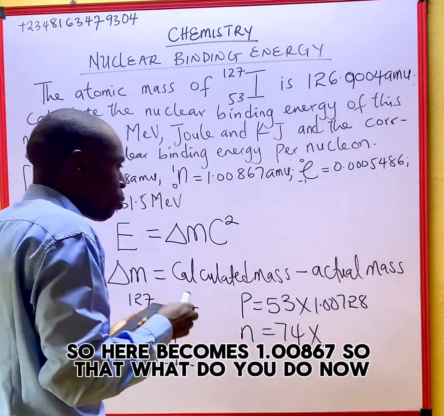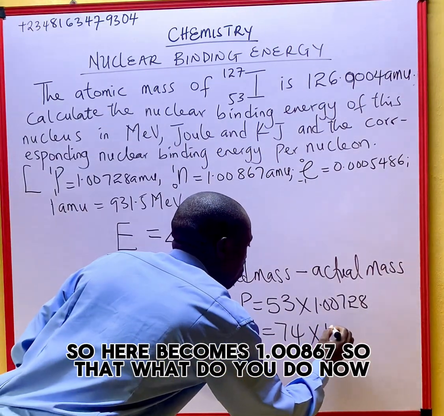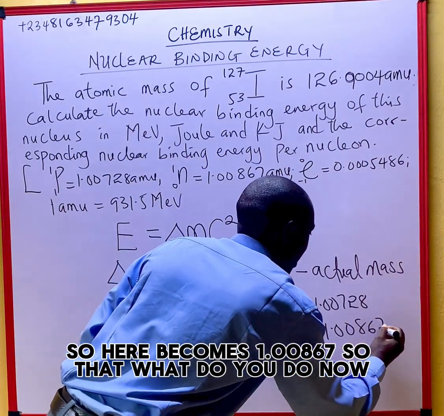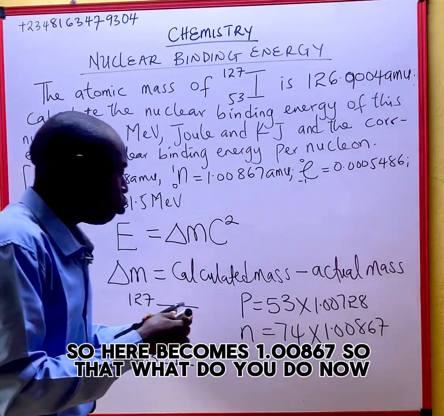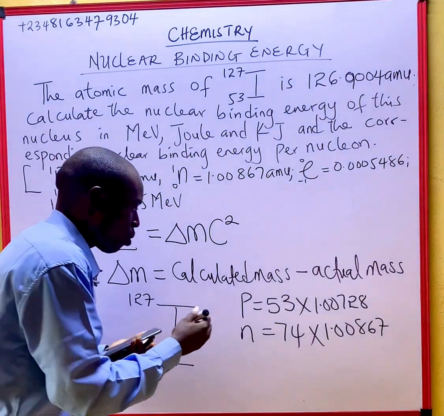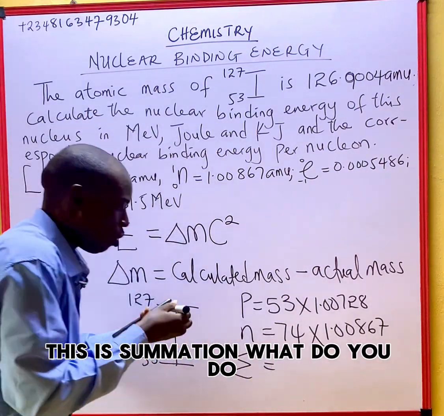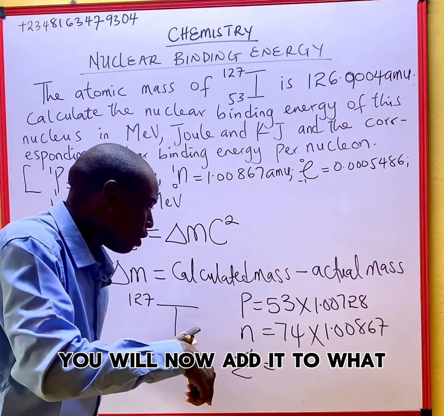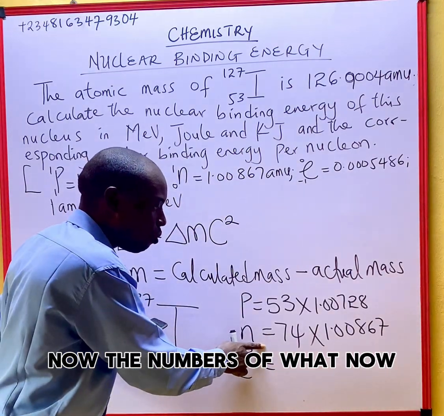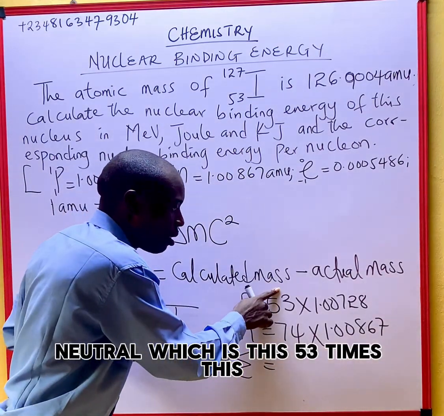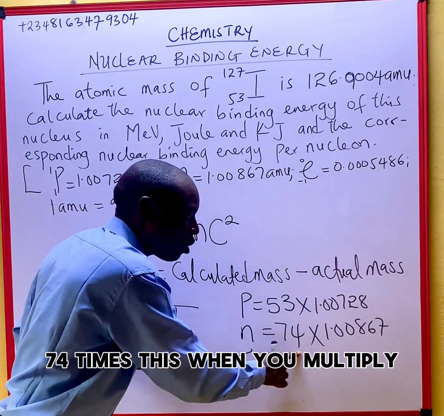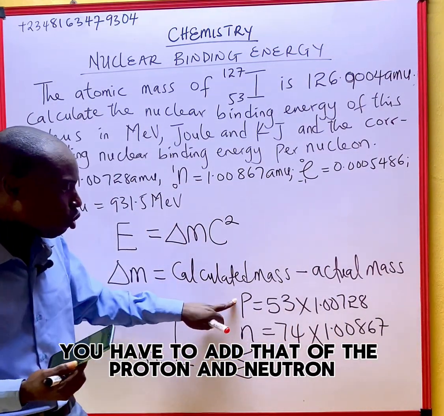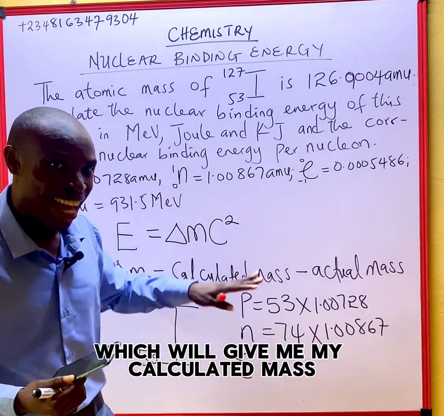Now, let's go. So here becomes 1.00867. So what do you do now? This is summation. You multiply this with this. You will now add it to what now? The number of neutrons, which is this, 53 times this, 74 times this. When you multiply, you have to add that of the proton and neutron, which will give me my calculated mass.